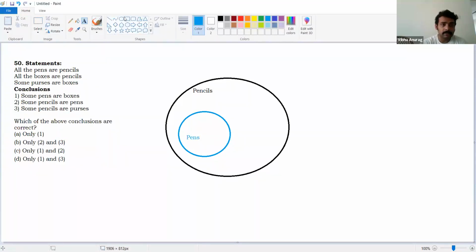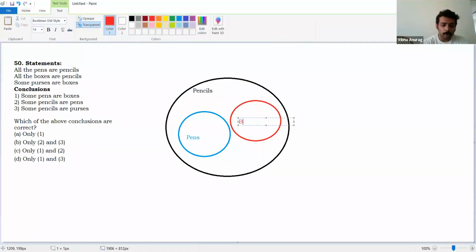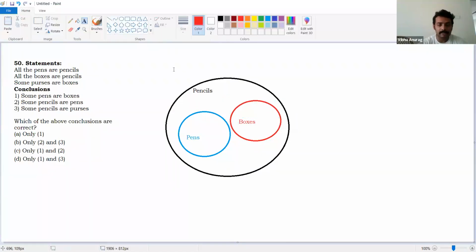All the boxes are pencils. So I will draw another circle now, and I will call it boxes. I will not draw any overlap between pens and boxes because I don't know whether that overlap exists. It's a possibility, but I don't know. All the boxes are pencils. Even this is a possibility, but we don't know.